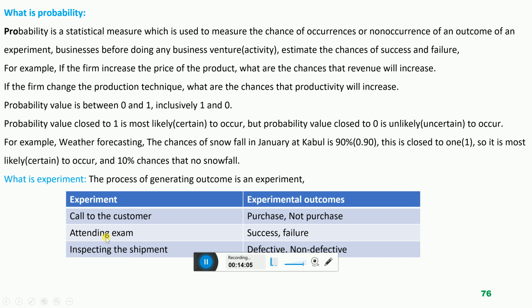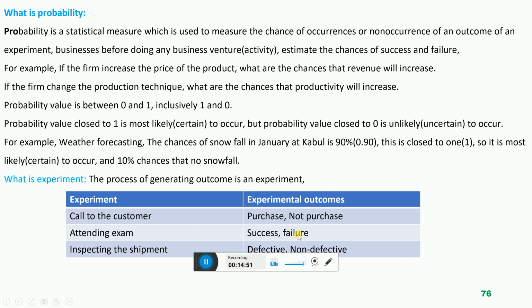Second experiment, attending an exam. This is one experiment that a student is conducting, attending the exam. When the student gives his paper, this is a process, this is an experiment. It will generate two outcomes. One outcome is that the student will pass the exam, success. Success means kamyab shudan, pass. Or the other outcome, that he will fail the exam, failure. So this is the experiment, the process of attending the exam. And what are the two outcomes? Pass the paper or fail the paper.